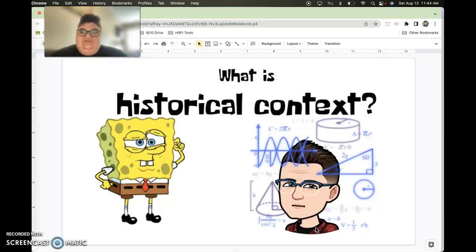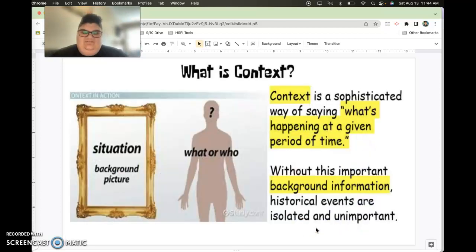So this leads us to historical context. When we think about context, we need to think about, again, the whole picture, which includes the situation and the background of that picture, the what or the who, and the context. So the context is a sophisticated way of saying what's happening at a given period of time, and without this important background information, historical events are isolated and unimportant.